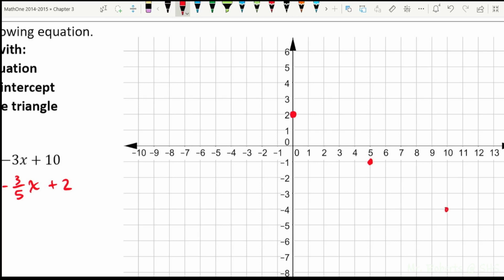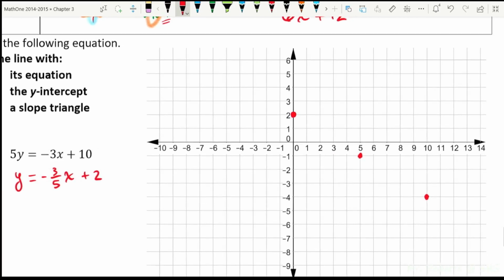If I was to put 10 into this equation, let's see, 10 divided by 5 is 2. That's -6 plus 2 would be -4. That's brilliant. Yeah, that's exactly what's going on. Let me grab a ruler.